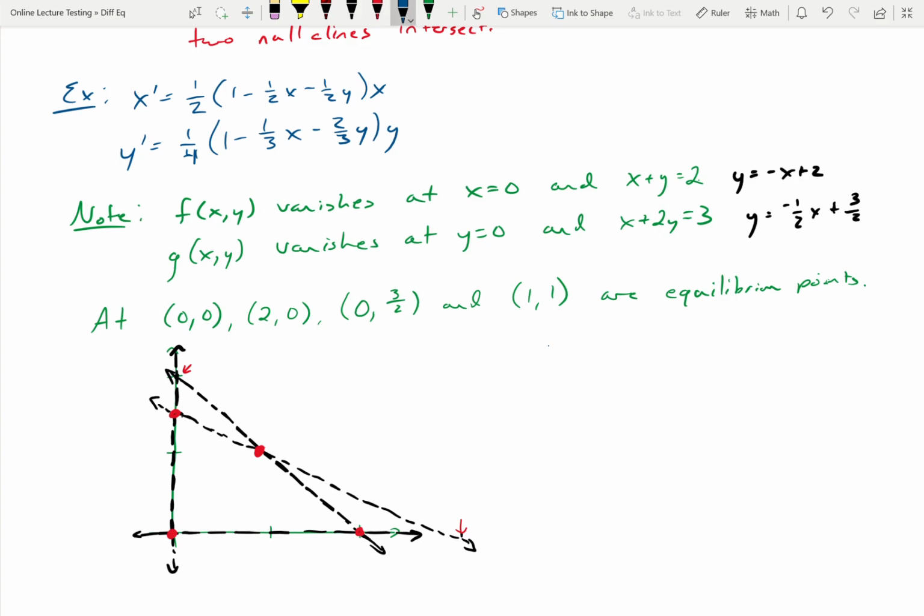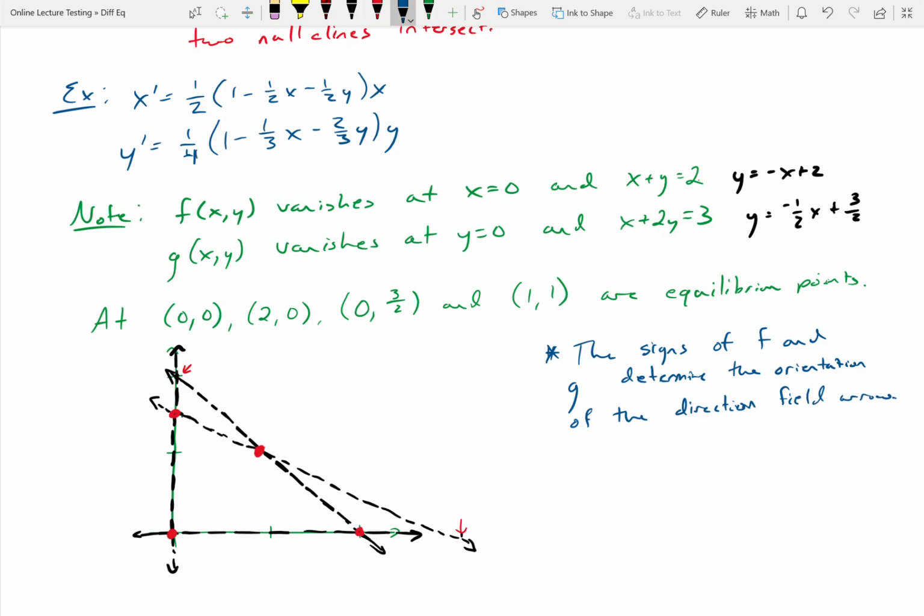So let's look at this. The signs of F and G determine the orientation of the direction field. So I'm going to cordon this off. I'm going to say this is 1, 2, 3, and 4. So those 4 quadrants. All right.